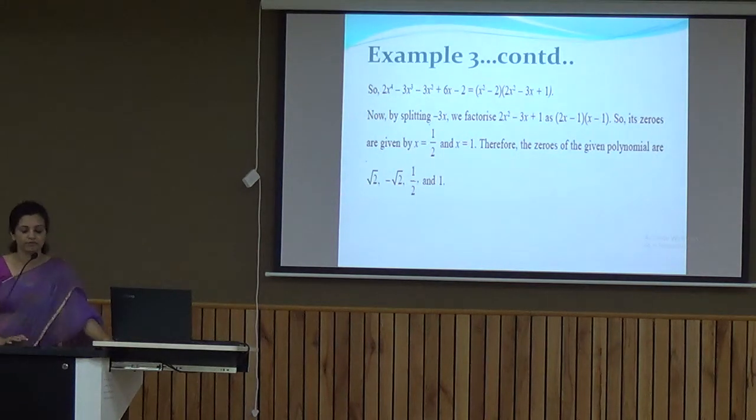Therefore, the zeros of the given polynomial are. Now, this is the final step wherein you write all the zeros. Root 2 and minus root 2 were already given to you. 1 by 2, that is half, and 1 are the two zeros that we found now. So, this is a pretty important step that you should write all the zeros of the given polynomial.